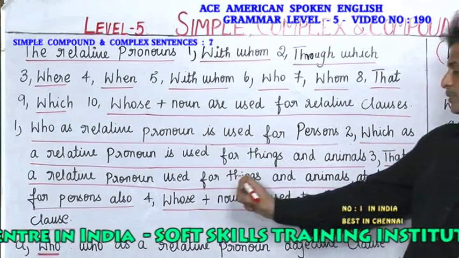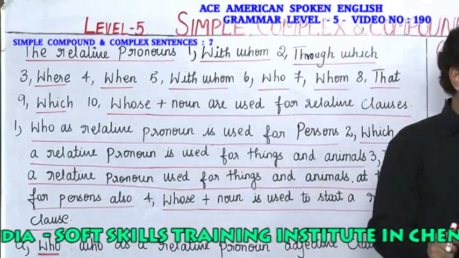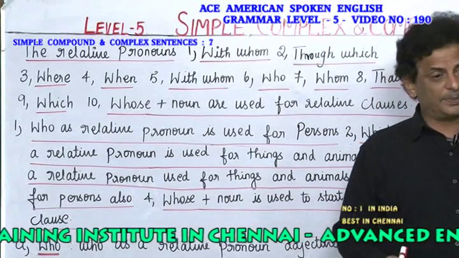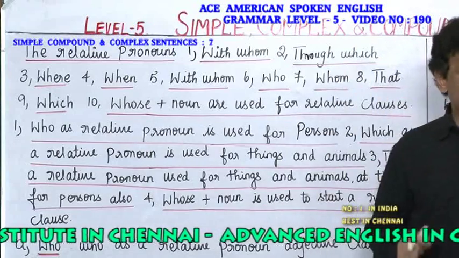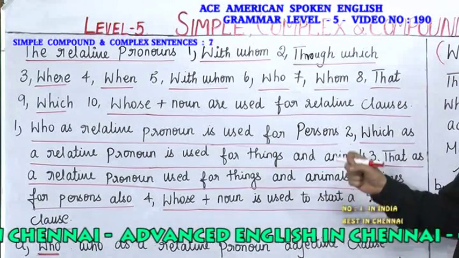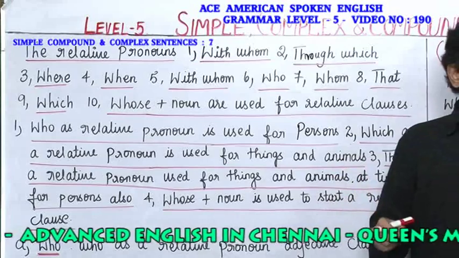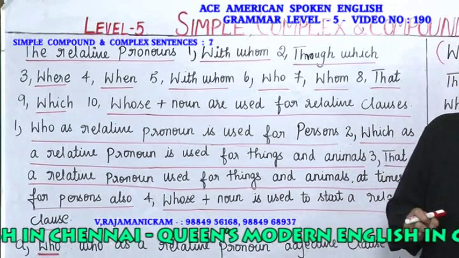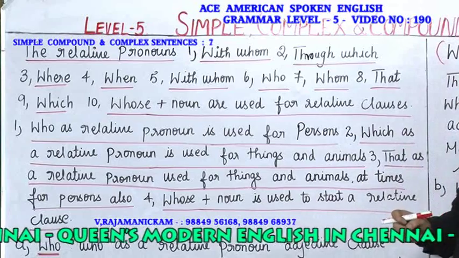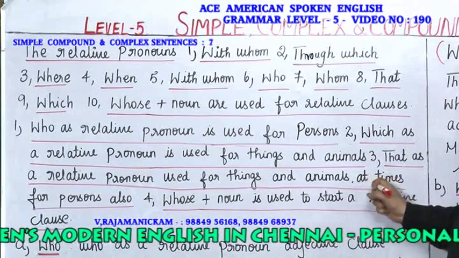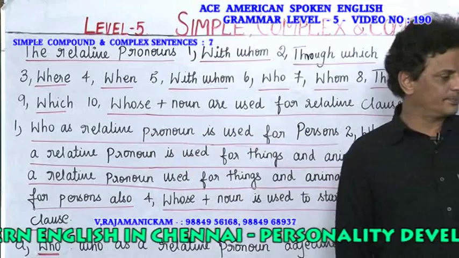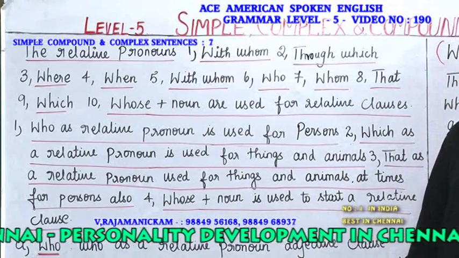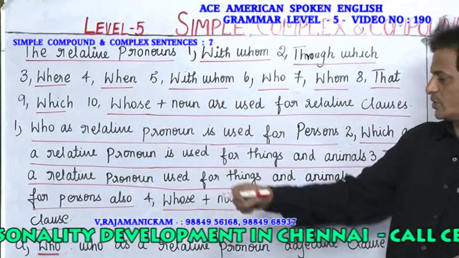That as a relative pronoun is used for things. The computer that I purchased. So that stands for what? The things and animals. See, the cat that, the dog that bit me. The dog that chased me. That stands for the dog. At times for person also. At times for person, the boy that came yesterday. Or the person that spoke to me yesterday. You can use for persons also.